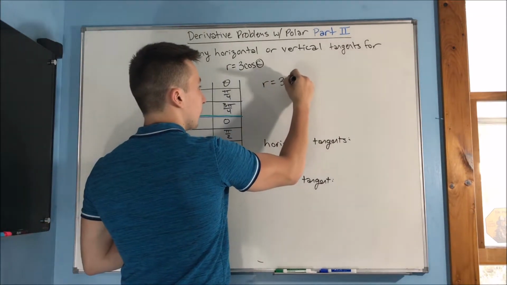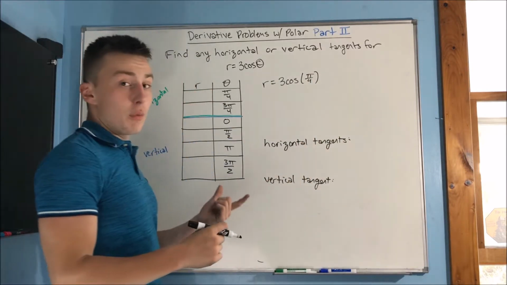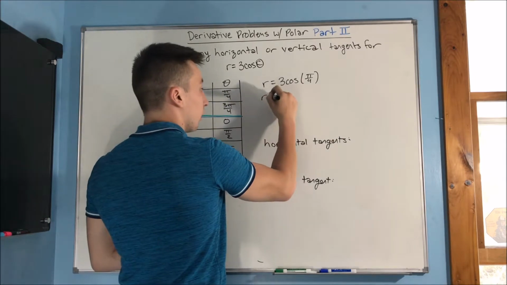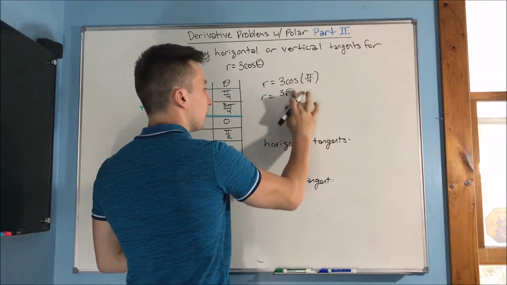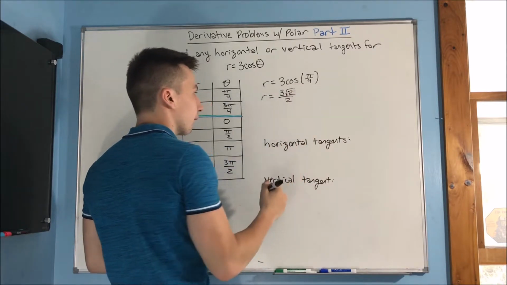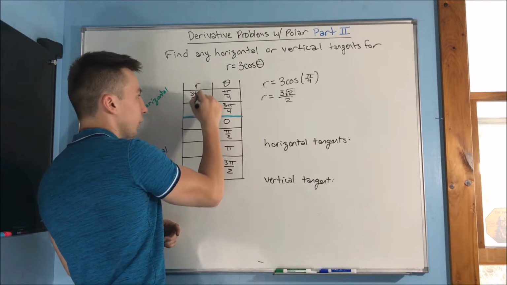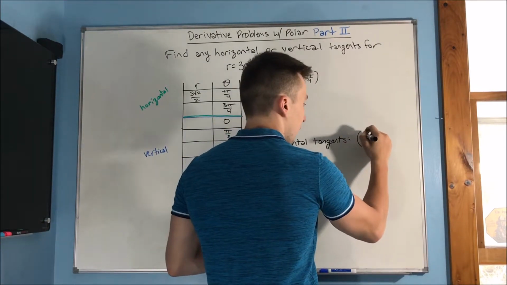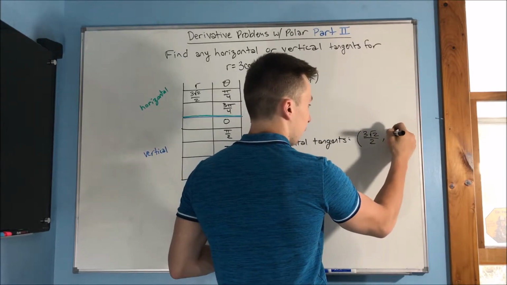r equals 3 cosine of pi over 4. Cosine of pi over 4 is just root 2 over 2. So we get an r of 3 root 2 over 2. And that's our first horizontal tangent. So we get 3 root 2 over 2, comma, pi over 4.